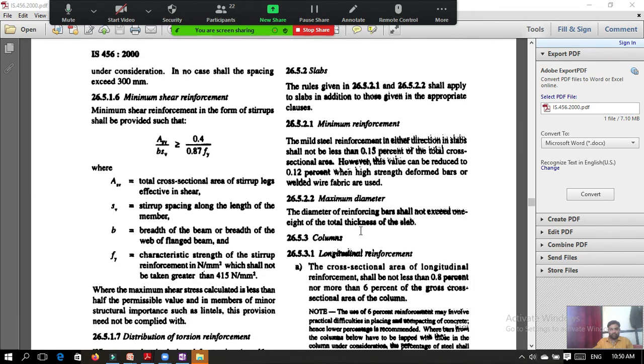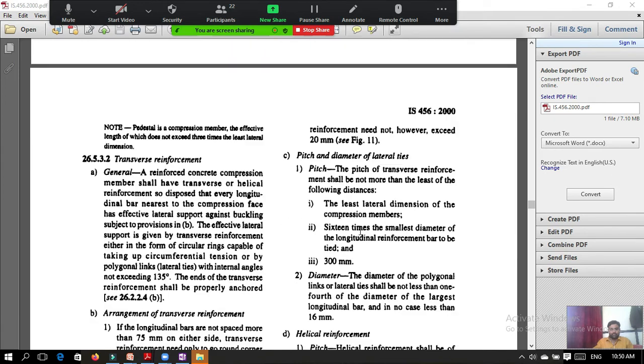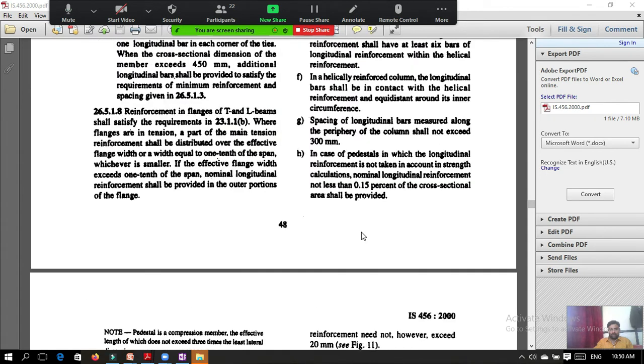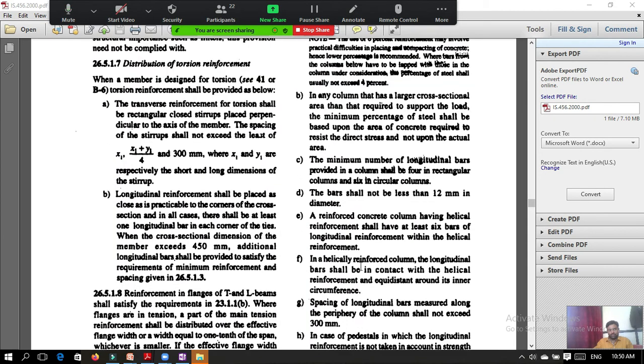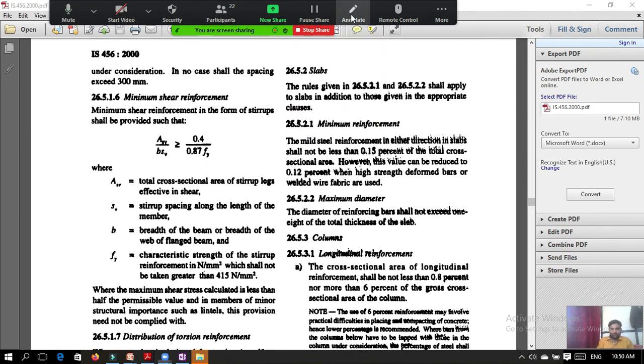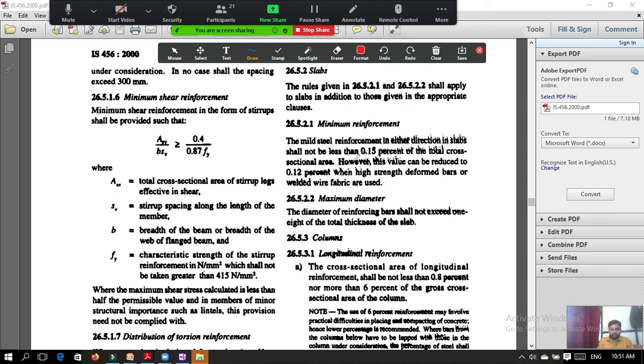On page number 48, here. Now I will underline this. The mild steel reinforcement in either direction of the slab shall not be less than 0.15% of total cross-sectional area. For what? It is for mild steel. If mild steel is there, then you should take 0.15%.